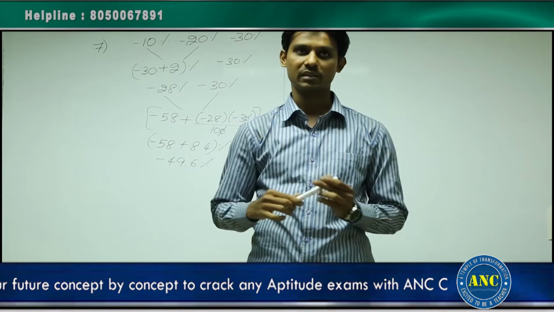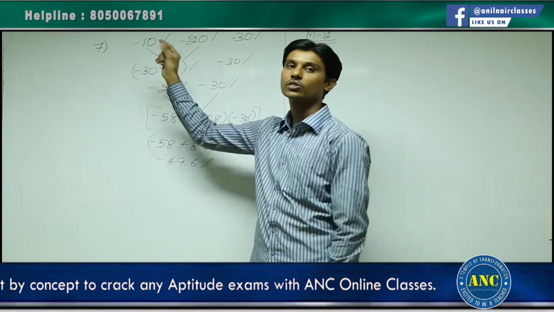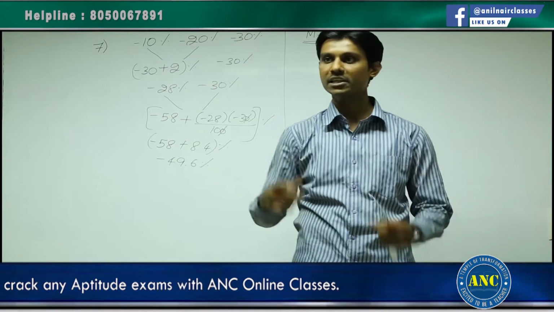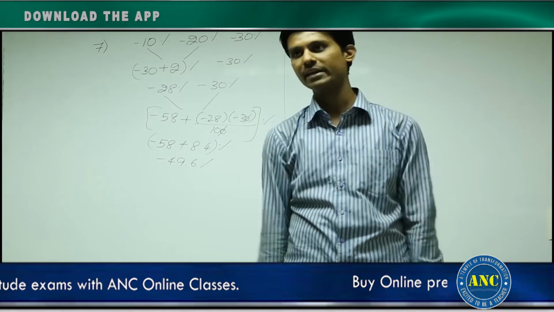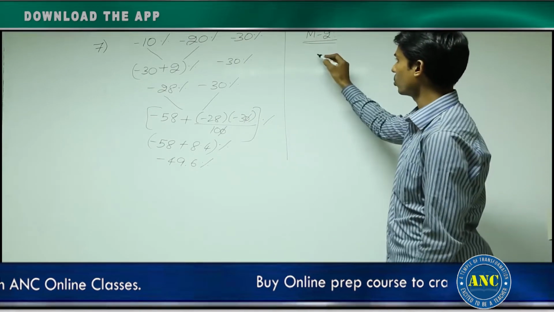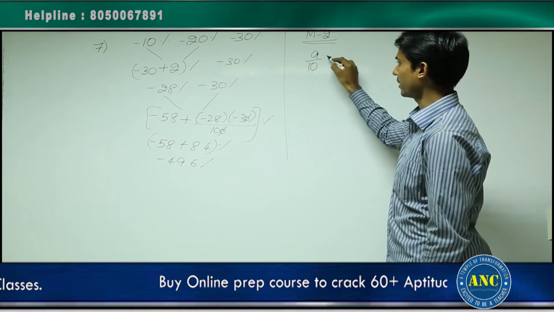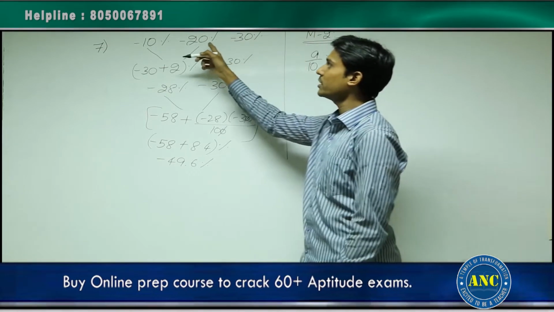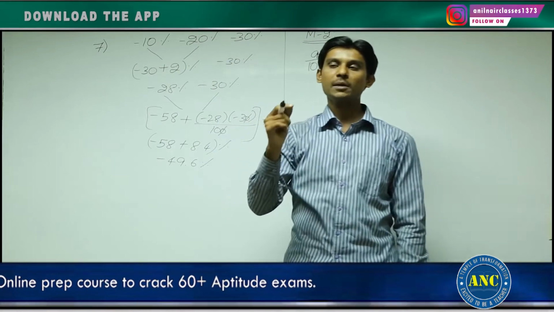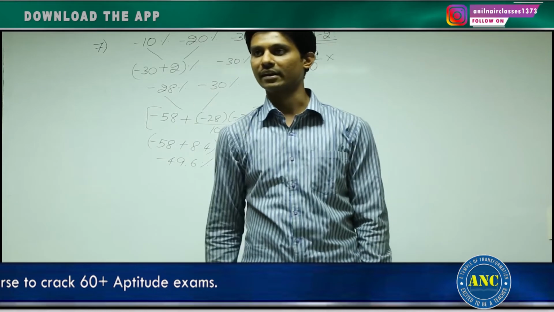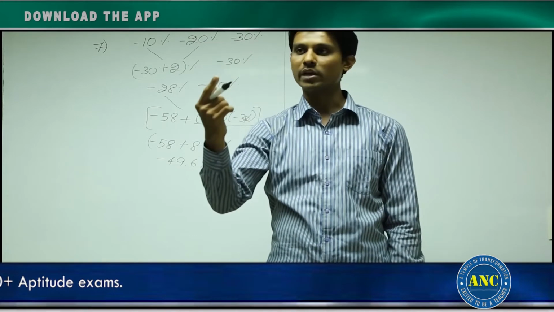I will pay you 90 rupees. That means 10% discount means it becomes 90%. 90% is what I need to pay you, right? 90% is 9 by 10. And you gave me 20% discount. 20% is nothing but 20 by 100. 20% discount you gave me.